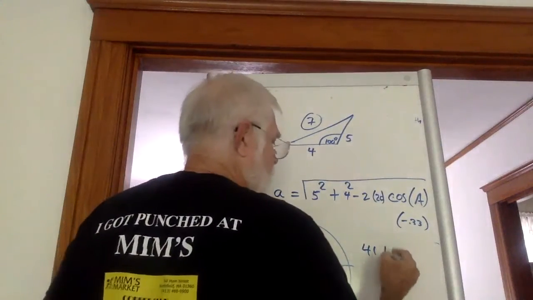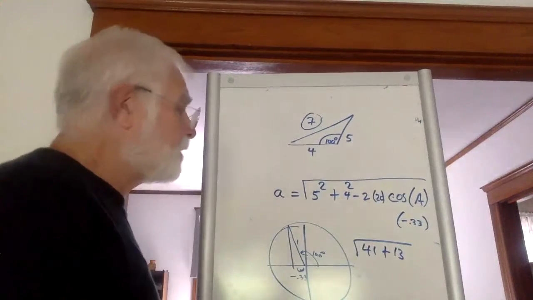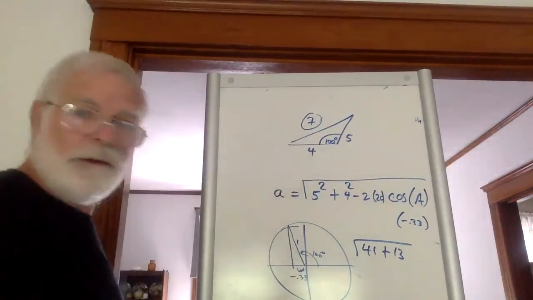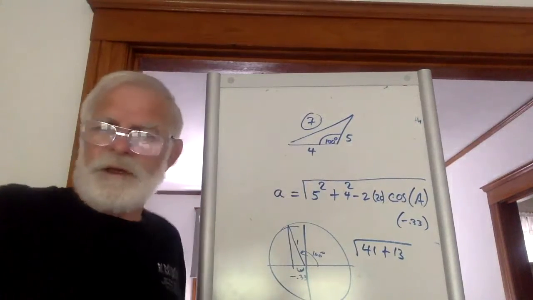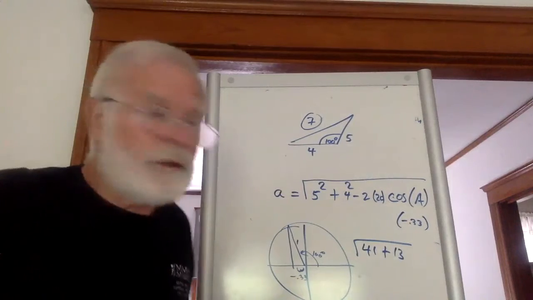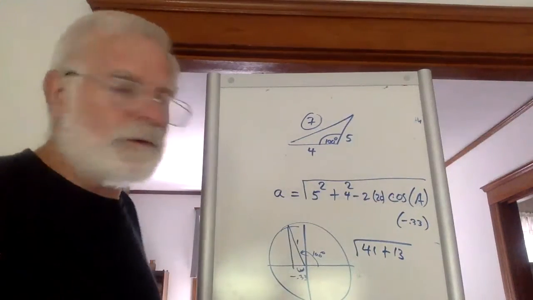So we got 41 plus 13, a square root. What's that? 54? What's the square root of 54? Well, it's a little bit bigger than 7. Now, I hope you see I was just playing with some approximations here, but hopefully you can see that I'm arriving at a justifiable answer. Of course, you're going to go to a calculator. I'm just playing.